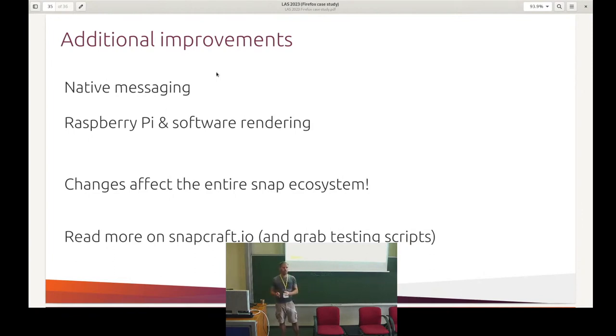There are still some things that need to be implemented, like smart card readers and a few others. But we're slowly getting there. We're improving more and more. On the Raspberry Pi, we discovered that, well, it was kind of known, but we properly, methodically analyzed it. Firefox was using software rendering. So that's fixed as well.